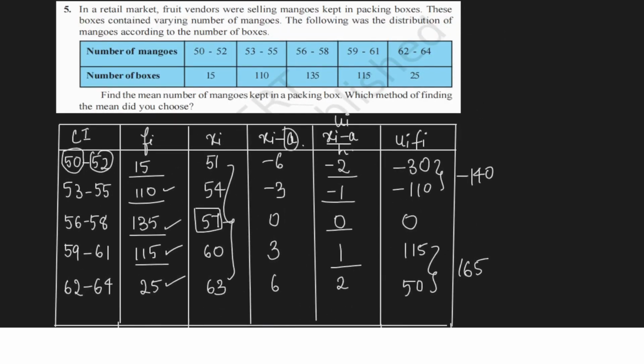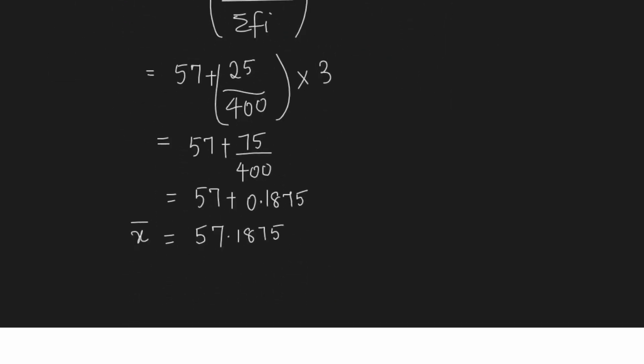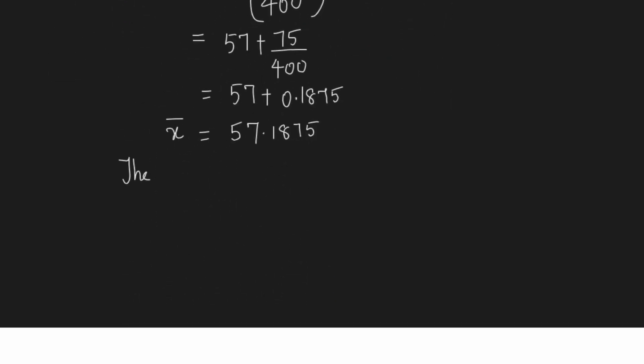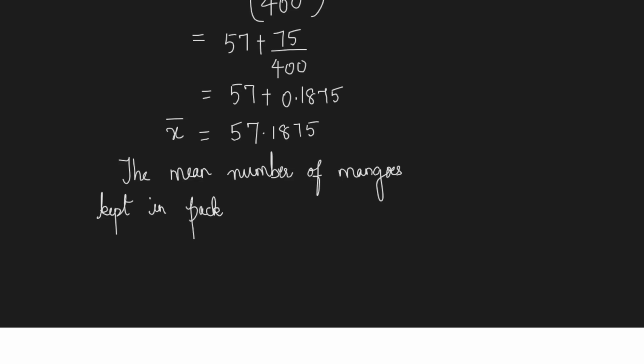Like it says, find the number of mangoes kept in the packaging box. So we'll write the mean number of mangoes kept in packaging box is 57.18. Or you can even round the answer, because you cannot have mangoes as 57.18. You can round this answer as 57.